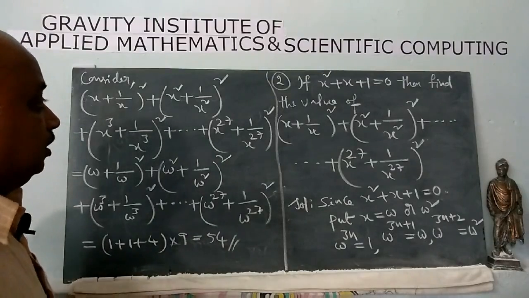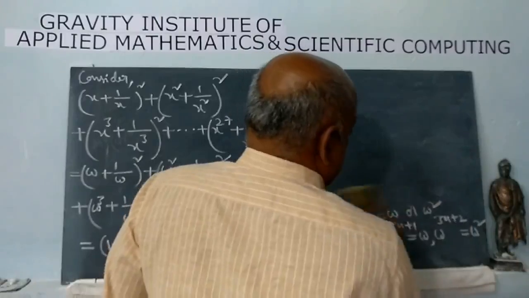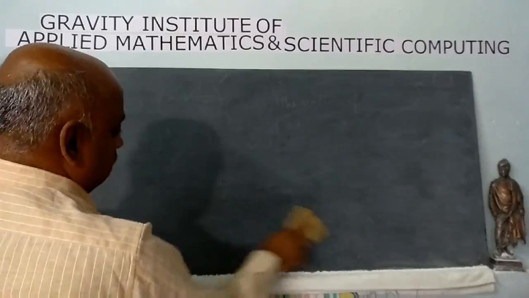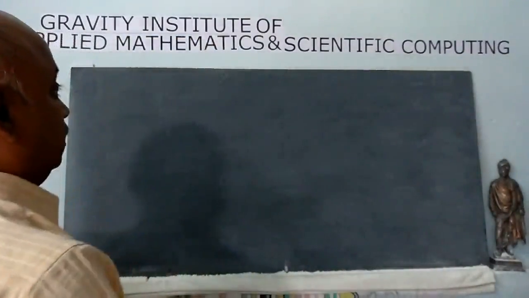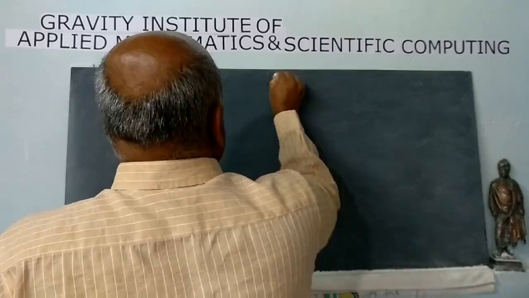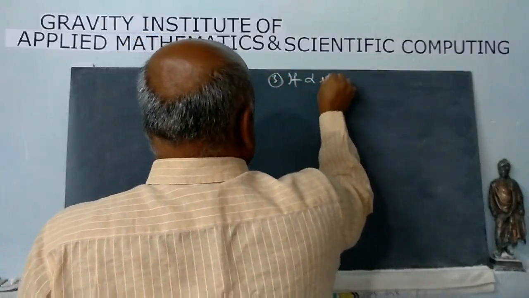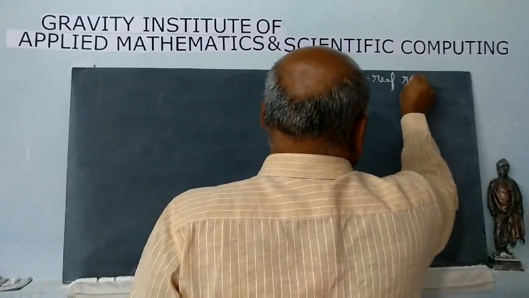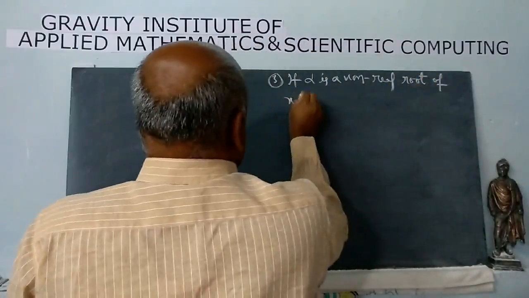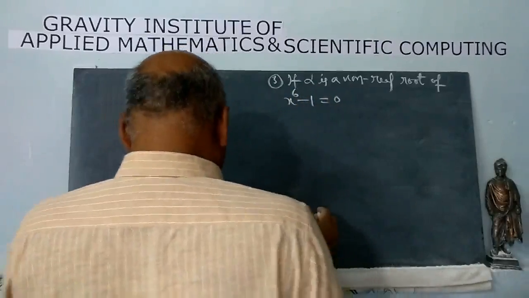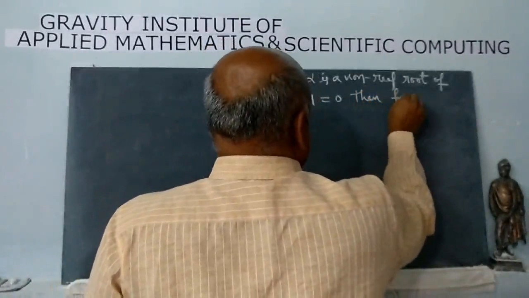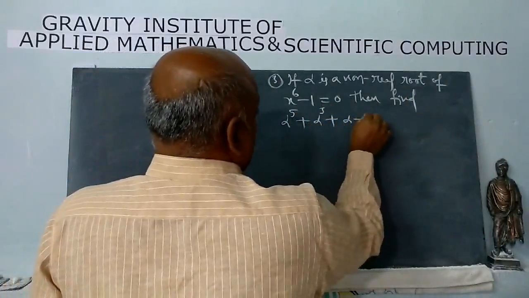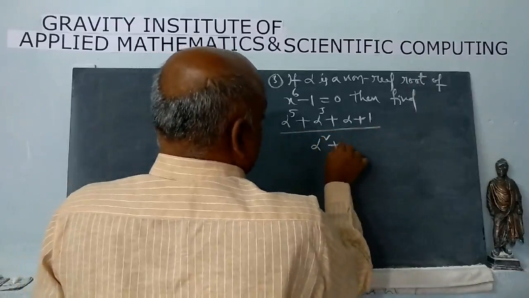Next, third problem. If alpha is a non-real root of x to the power of 6 minus 1 is equal to 0, then find alpha to the power of 5 plus alpha cube plus alpha plus 1 whole by alpha square plus 1.